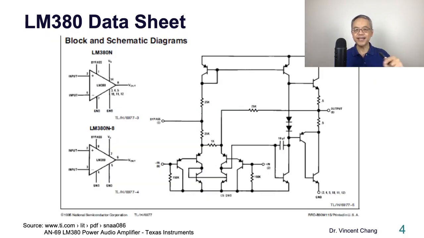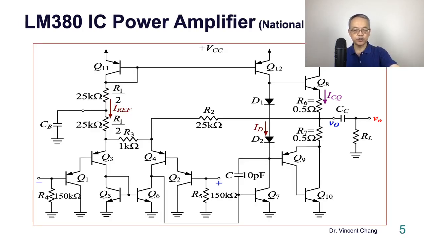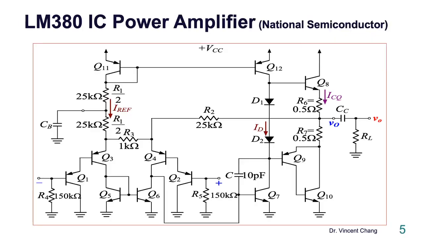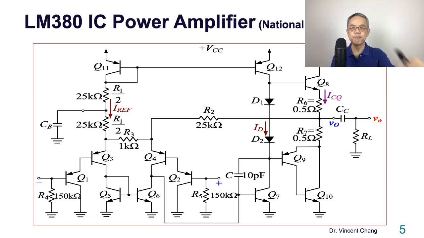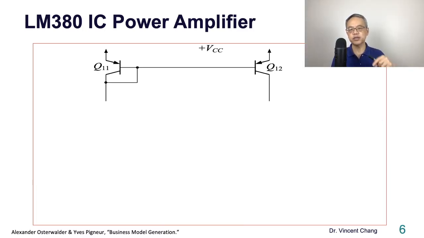Here is its complete circuit. This slide shows the complete circuit of the LM380 power amplifier. I want to guide you through the details of this circuit and identify the parts one by one. Let's start with the current mirror. Q11 and Q12 form the current mirror from the top, the PNP current mirror.